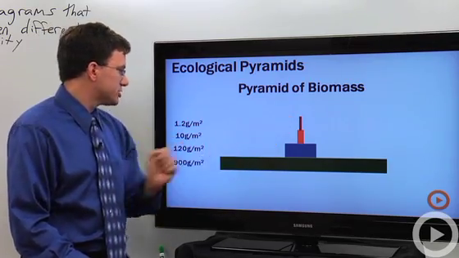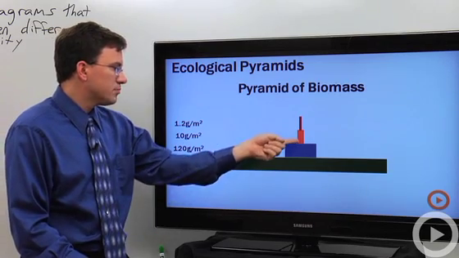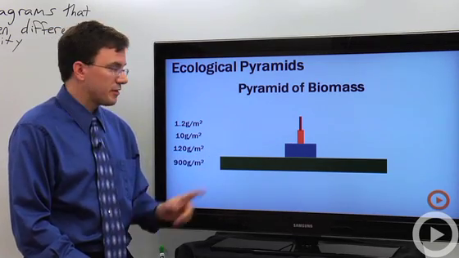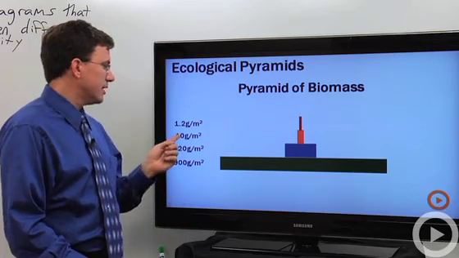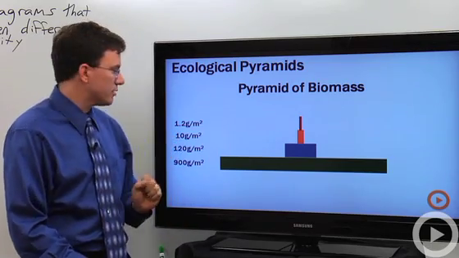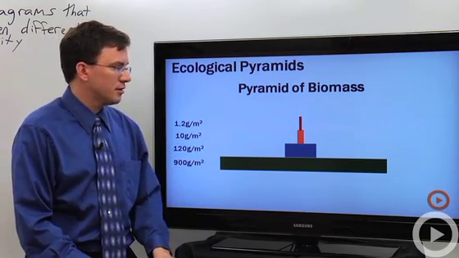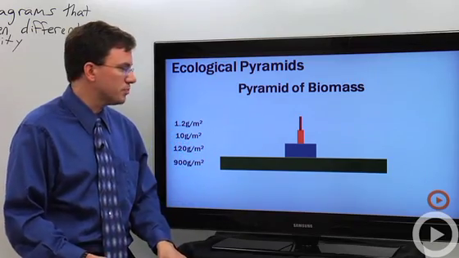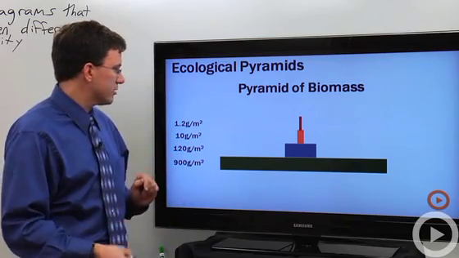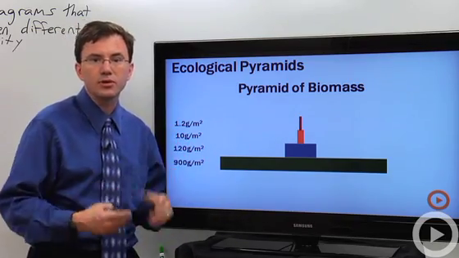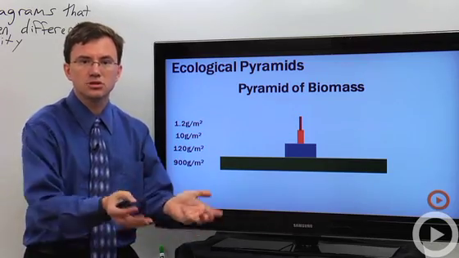If you then measured the number of secondary consumers, the things that are eating those guys, you might find 10 grams per meter squared. And then at the top of this particular ecological pyramid are tertiary consumers. You may only have 1.2 grams per square meter.